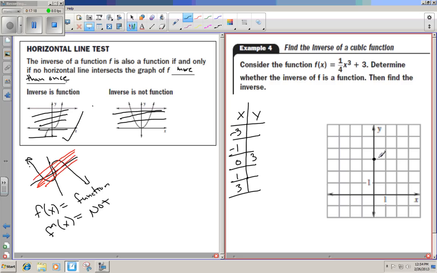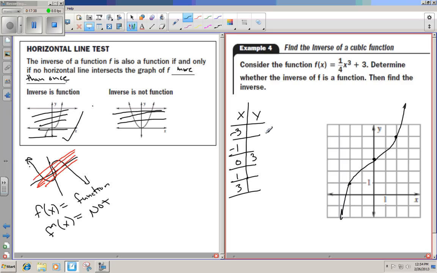It looks like when you graph this in a graphing calculator, it kind of goes through some of these points here. So your graph should look something like that. That's what your graph should look like in the calculator.